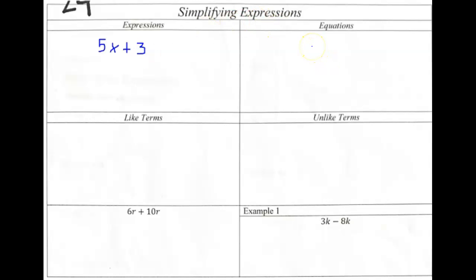Now, I am going to give you an example of not an expression, okay? This is called an equation. Here we go. This is 5x plus 3 equals 17. What is the difference between an expression and an equation?